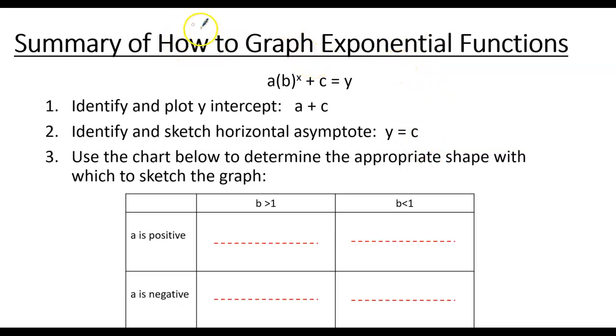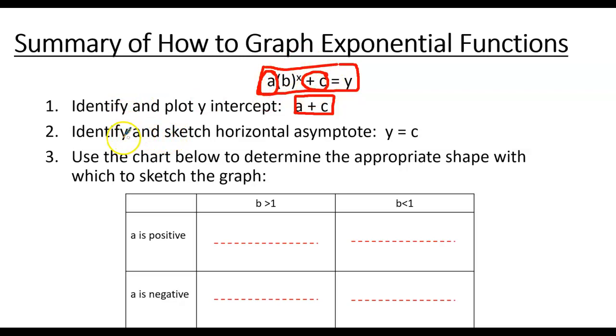So how are we going to graph exponential functions now that look like this with some transformations added to them? Well, we're going to do the same thing. We're going to find the y-intercept, find the horizontal asymptote, and then sketch the graph, just like we did yesterday. But now things are a little bit different because of these transformations. So how are they different? Yesterday, this was our y-intercept. But today, since it's being shifted up, we're going to add this number to our y-intercept, or our a value, and that will be our y-intercept. So now to find your y-intercept, you do a plus c.